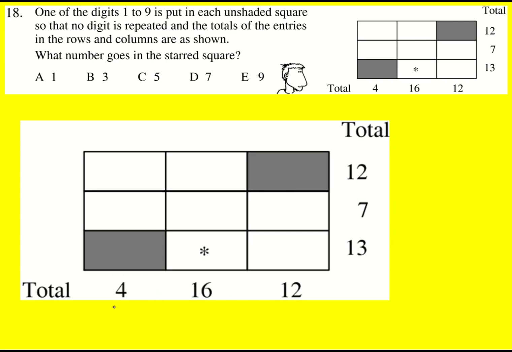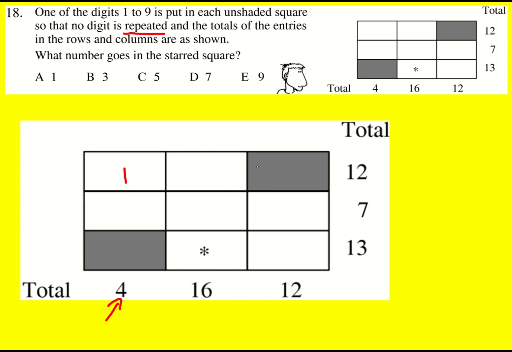Now, for this sort of question, it's always a good idea to look at large totals or small totals because there's going to be fewer numbers that can make them. So, for example, 7 is not a great idea to start with because you could have 1 and 6, 2 and 5, or 3 and 4. Whereas for 4, there's only one possibility, 1 and 3, because remember, we're not allowed to repeat any digits.